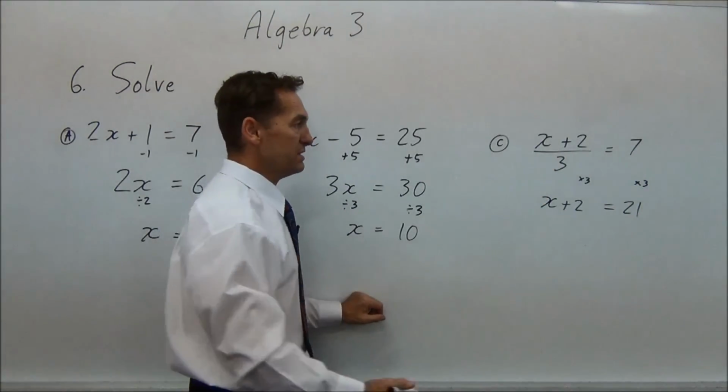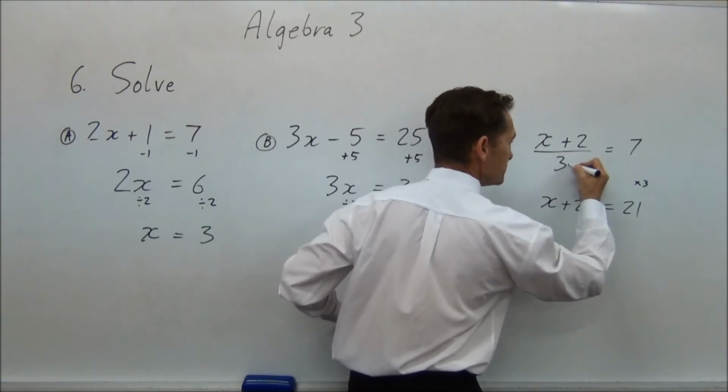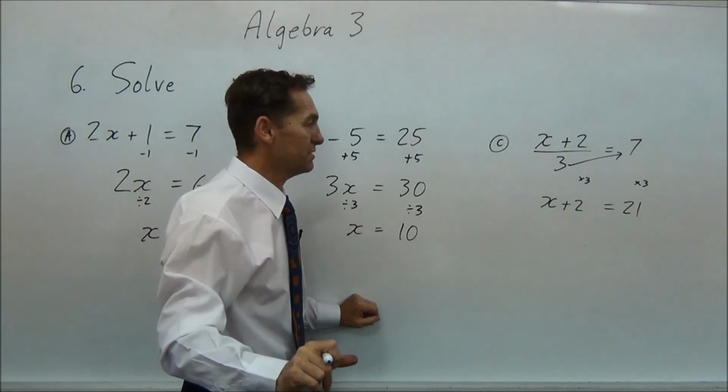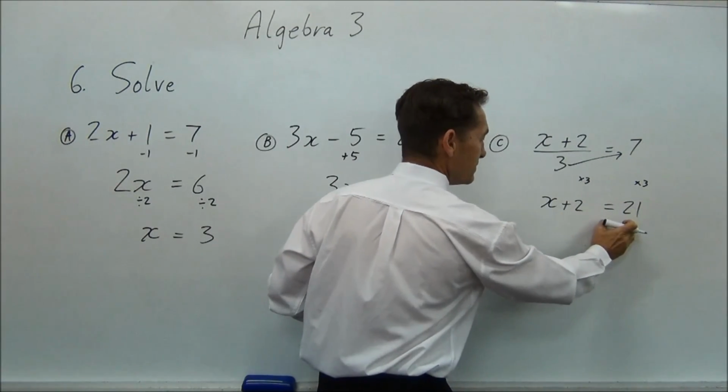The other way you can think about it is, I've got 3 on the bottom, I'm just going to move it straight up there and go 7 times 3. That's the other way you can think about it. X plus 2 is 21.